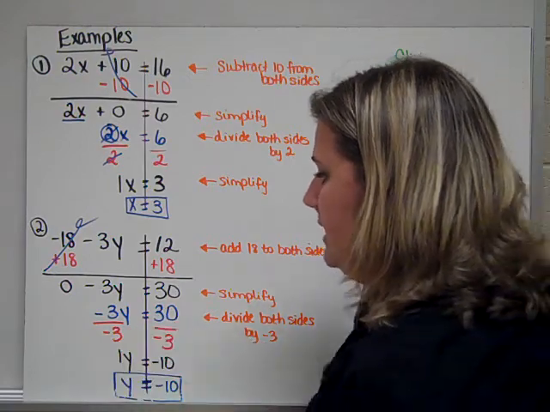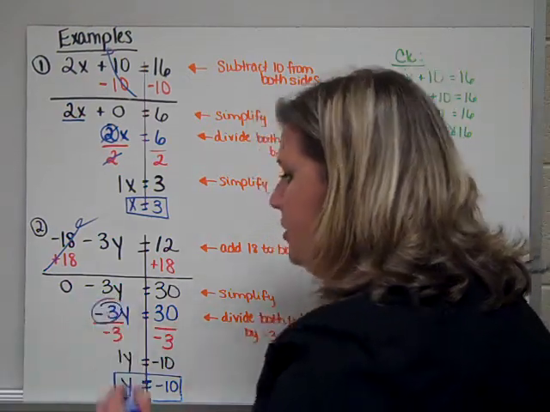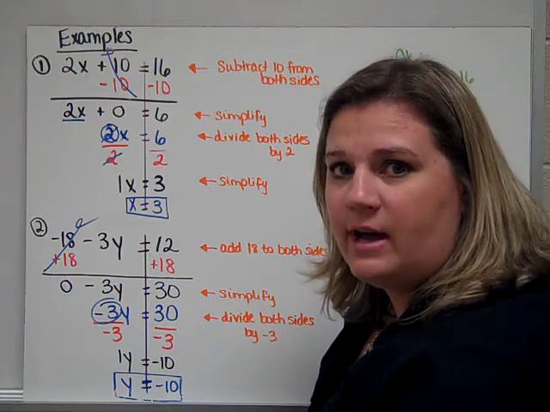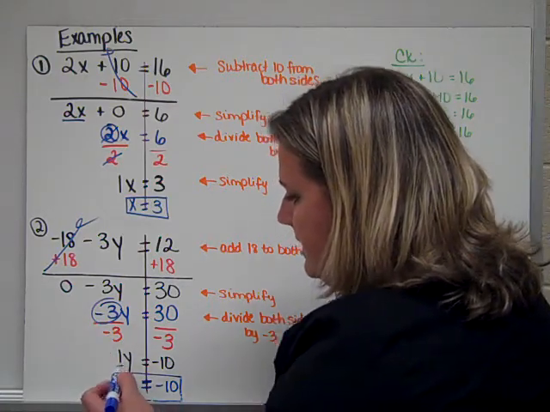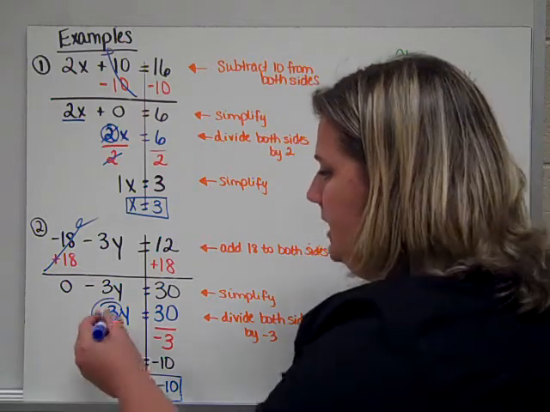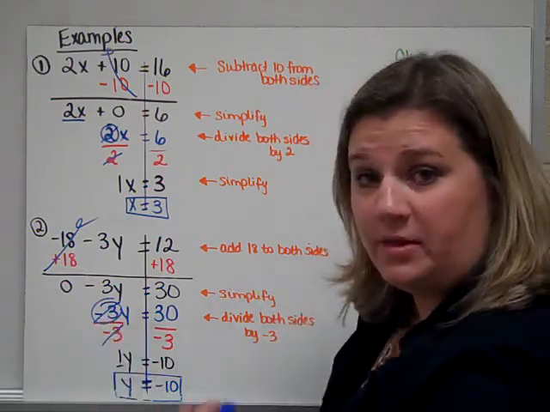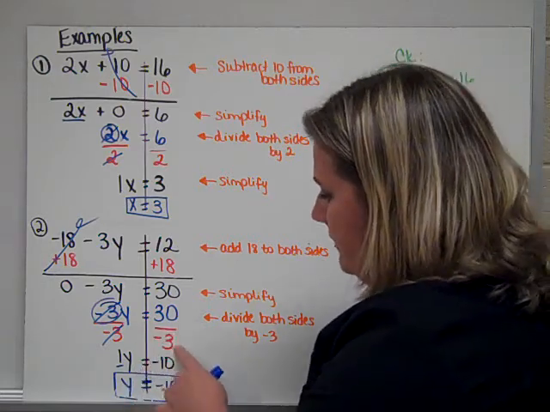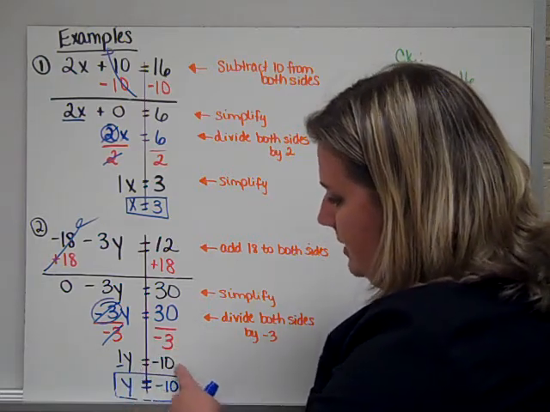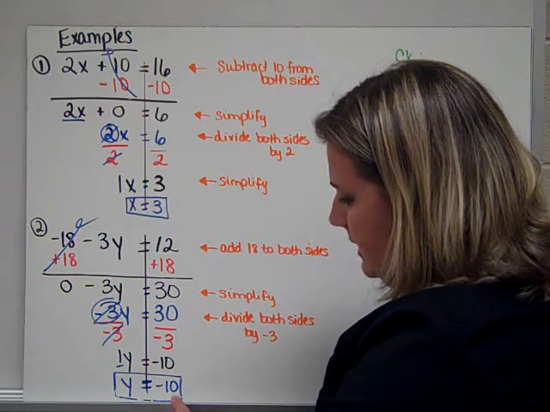And at this point again, here is my coefficient. So that is what I must divide by at this step. Negative 3 divided by negative 3 gives me that positive 1 coefficient. And that is what we want. That's why the process works every single time. So 30 divided by negative 3 is negative 10. So y equals negative 10.